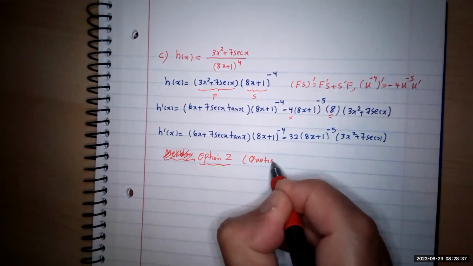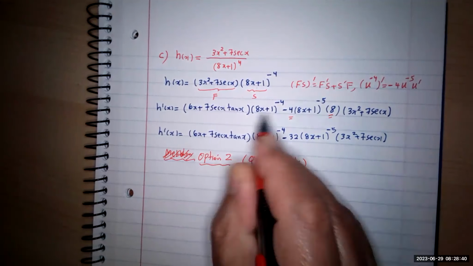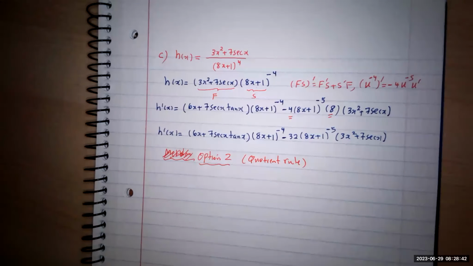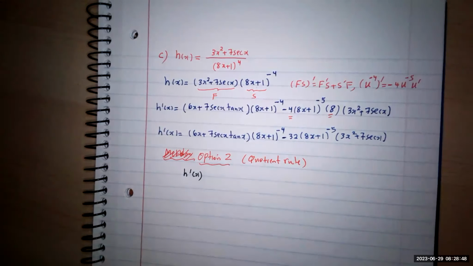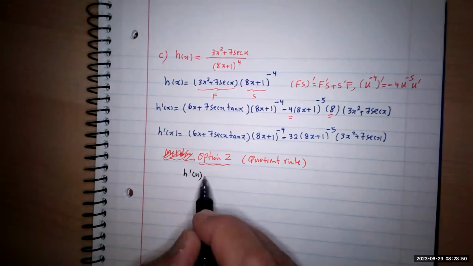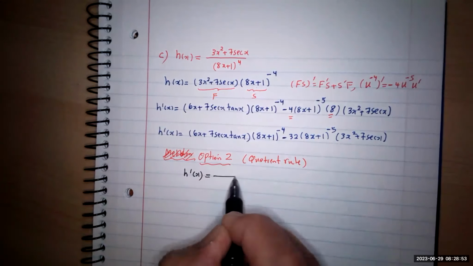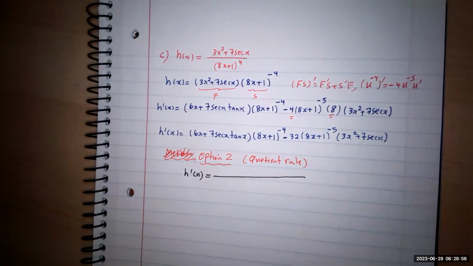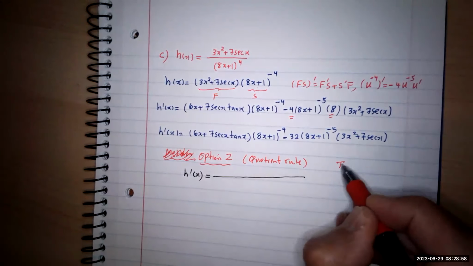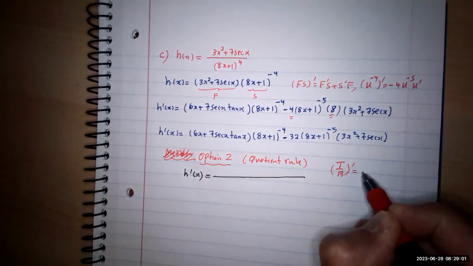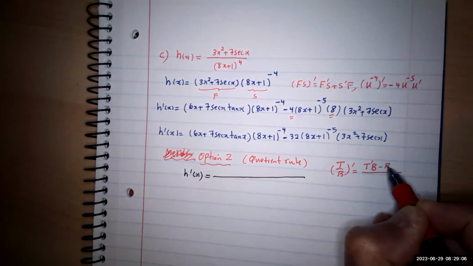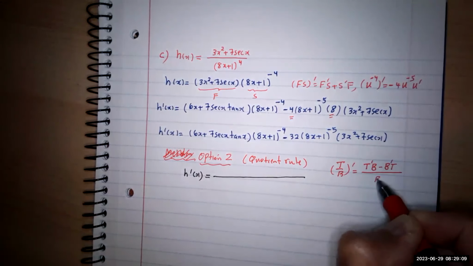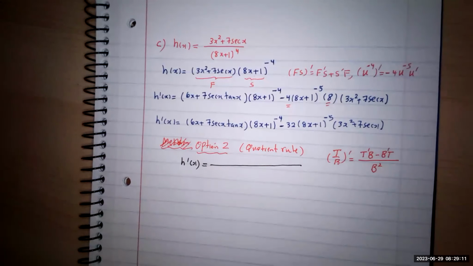Quotient rule, but I prefer this one for the future. But if you want to do the quotient rule, there you are. H prime of x is equal to the derivative of the top times the bottom. You see the quotient rule? Top over bottom is going to be the derivative of the top, t prime, times the bottom, minus the derivative of the bottom, b prime, times the top, divided by the bottom squared. So you have to apply this formula. Let's see what would happen to it.